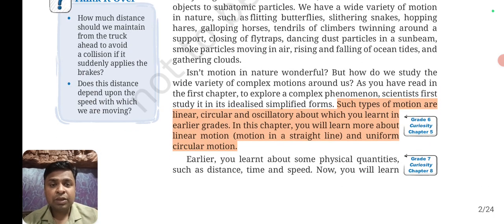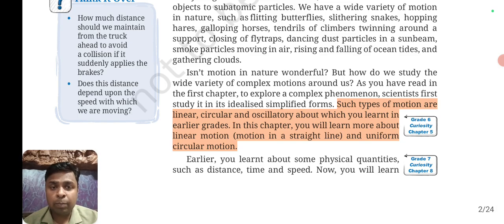Motion is the change in state of an object. So if an object changes its position with respect to time, we say that it is in motion. We have read in the first chapter, to explore complex phenomena, first of all we have to simplify them into models. So such type of motion can be linear, circular, oscillatory, that we have learnt in earlier grades.